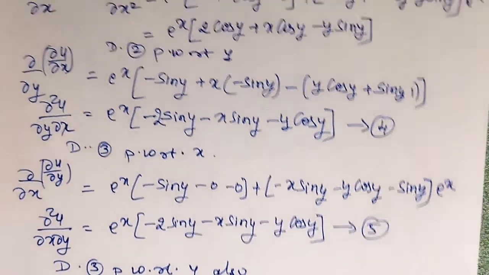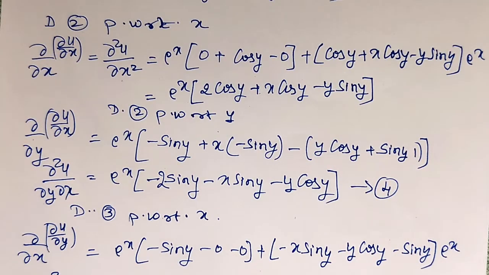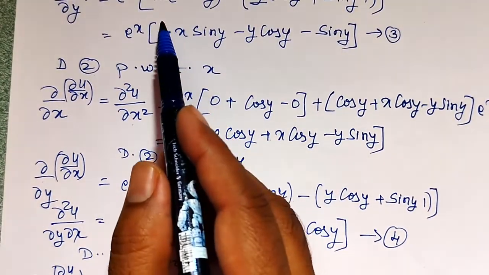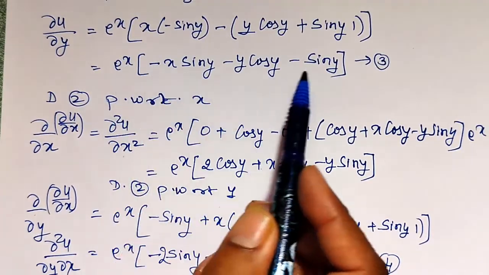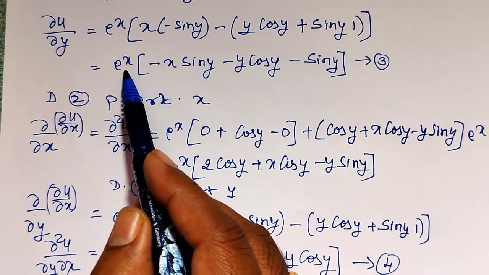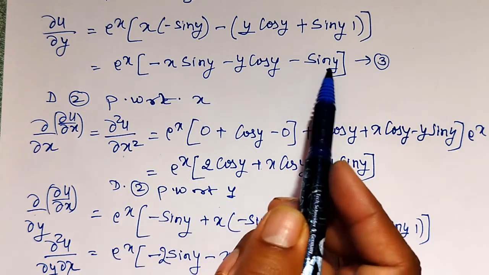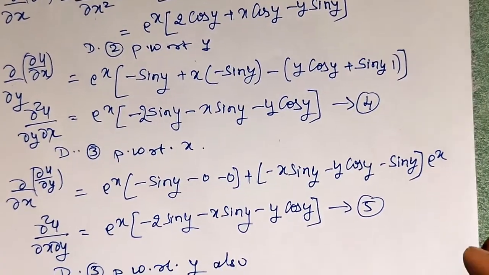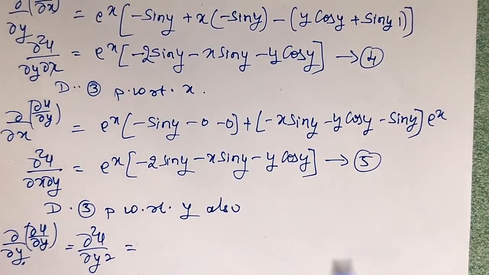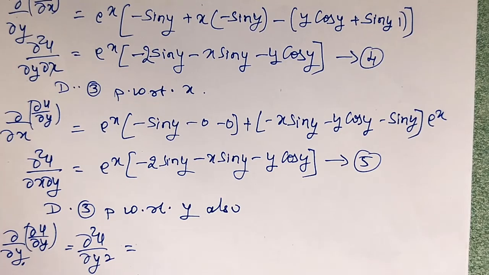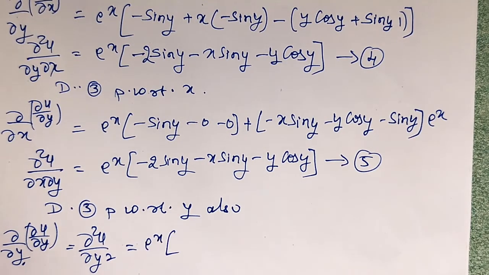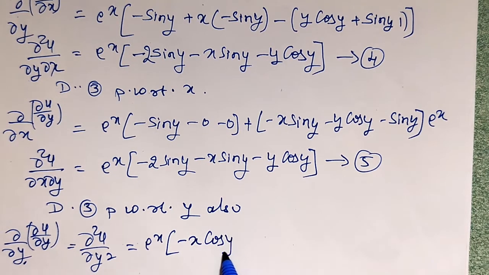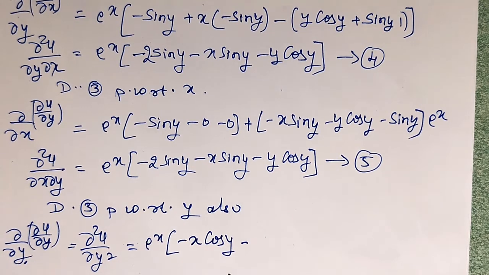Now, what is ∂u/∂y? ∂u/∂y is equation number 3. This one I have to differentiate partially with respect to y, whereas e raised to x is constant now. Only inside the bracket I have to differentiate partially with respect to y. Therefore, I can write here e raised to x as it is, into e raised to x into minus x sin y. Minus x sin y differentiation is minus x cos y, minus y cos y is there.